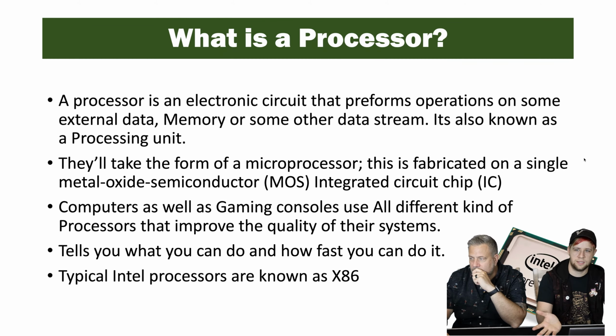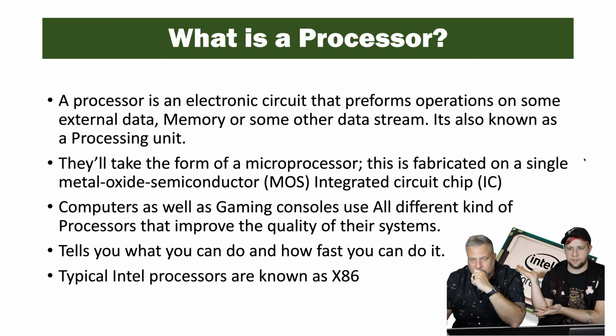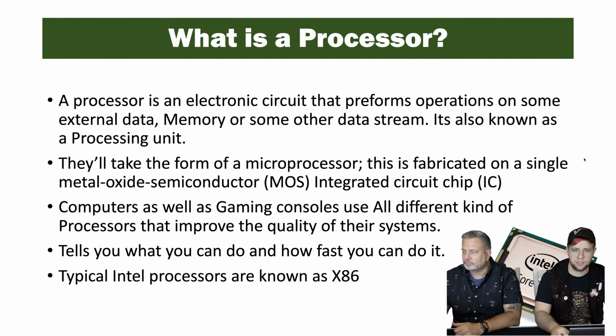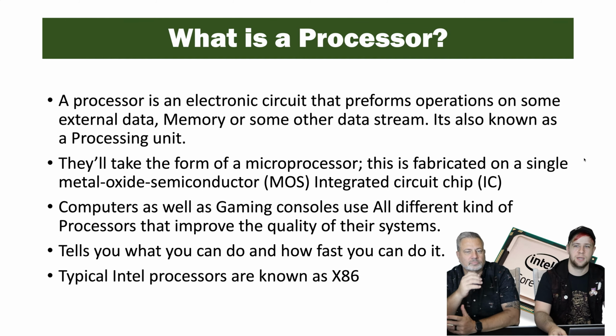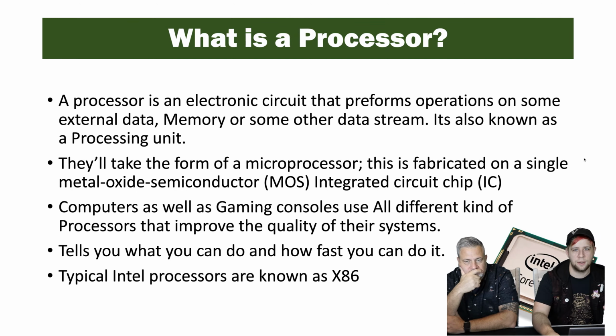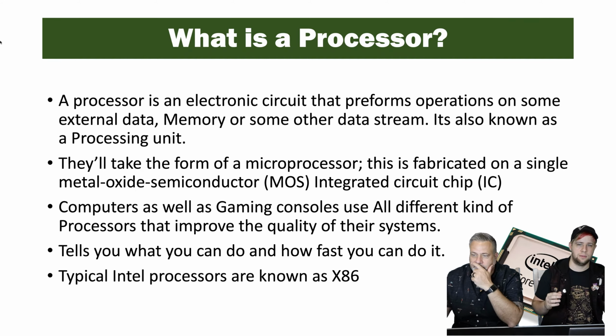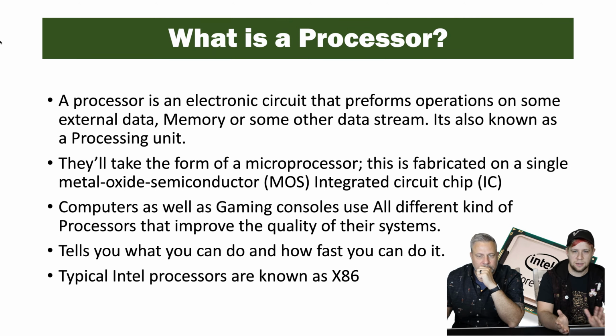So what is a processor? Well, that's right behind me. There's one right here. That's an Intel Core i7. A processor is an electronic circuit that performs operations on some external data, memory, or system, or some other data stream, also known as a processing unit. They take the form of microprocessors, fabricated on a single MOS, or metal oxide semiconductor, integrated circuit chip, or IC.